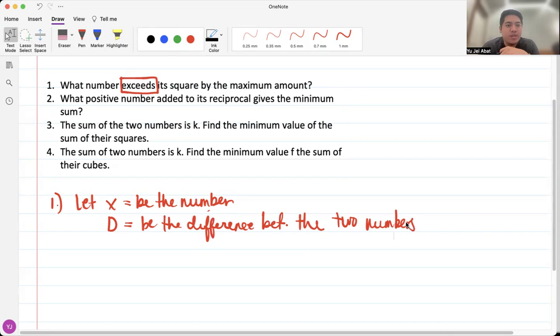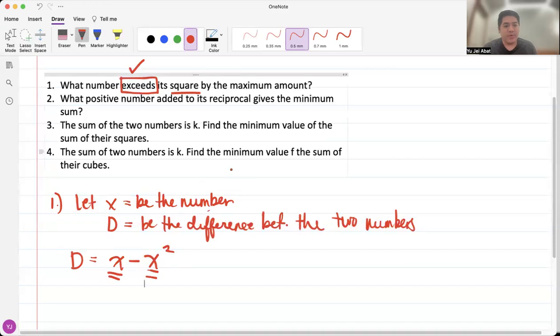So it says, what number exceeds its square by the maximum amount? The numbers are the same, but we will be only squaring the other number that would give a maximum amount of the difference. So that difference would be the number itself minus its square, x squared. The number exceeds its square by the amount that gives the maximum.